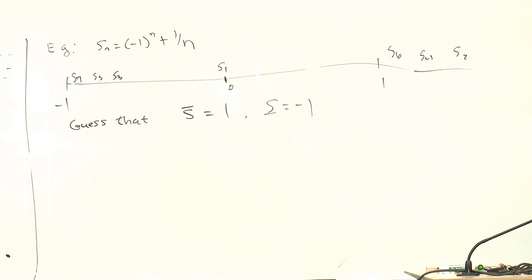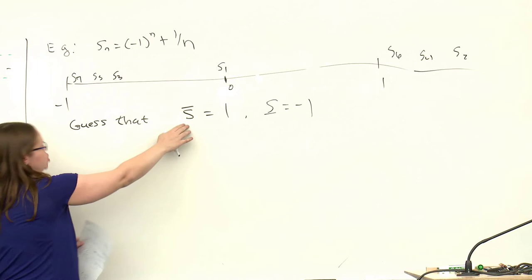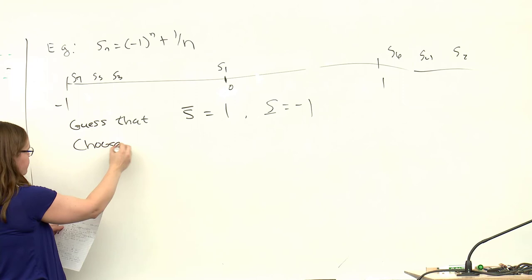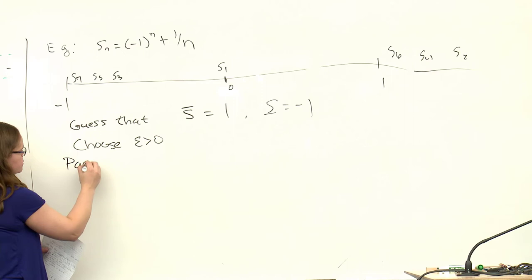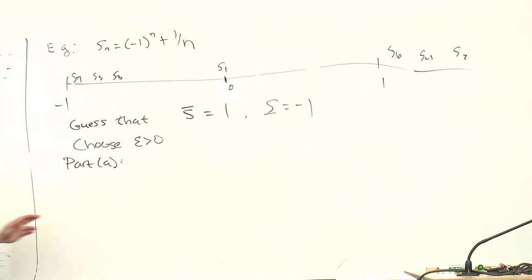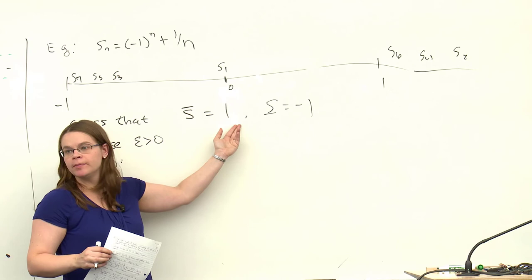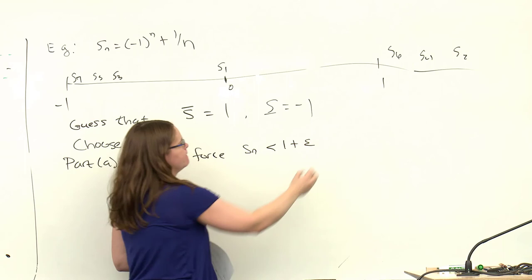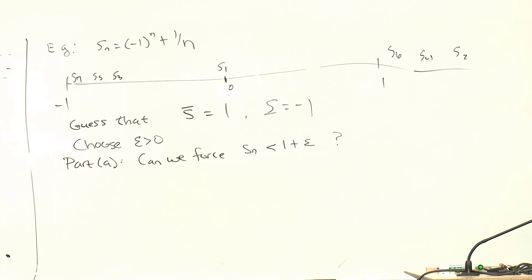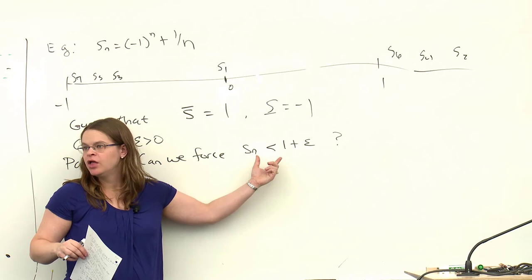Okay, so let's try to at least check this one. Let's choose an epsilon greater than 0. Part A says that we want to show that we can force the sequence to stay less than 1 plus epsilon. So can we force Sn to be less than 1 plus epsilon? We know which direction we want the inequality to be going. We know this has to hold for all n that are big enough.